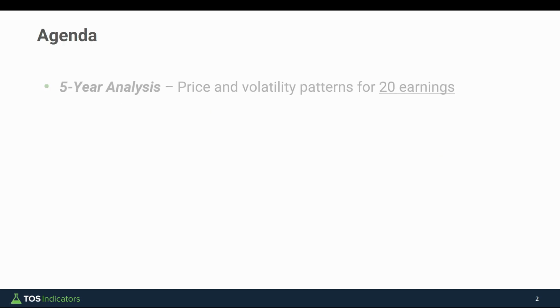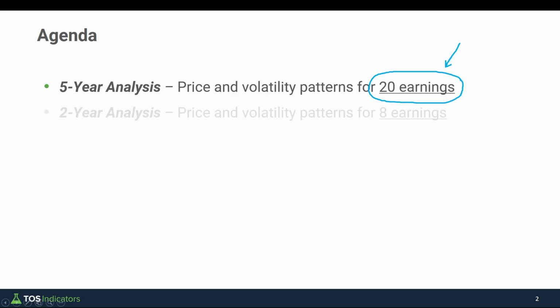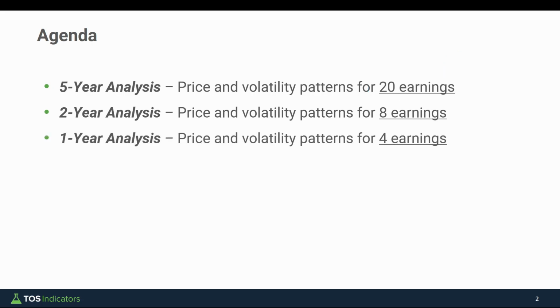Now here's the agenda for today's video. We'll start first with the 5-year analysis. This is where we get to take a look at a total of 20 earnings, but this is not focused on only the bear market years. So keep that in mind. This is a broader picture view of what tends to happen inside of Microsoft. After that, we'll shrink this down to a 2-year analysis, so 8 earnings in total. Then we'll move down to just this past year with a total of 4 earnings.